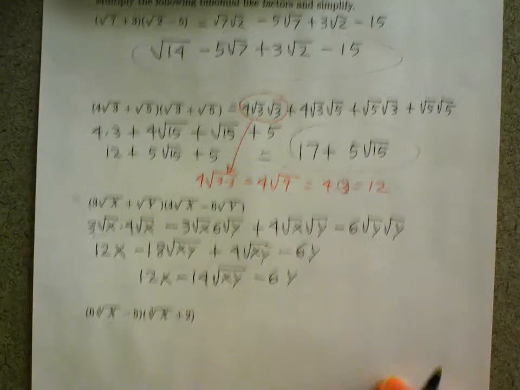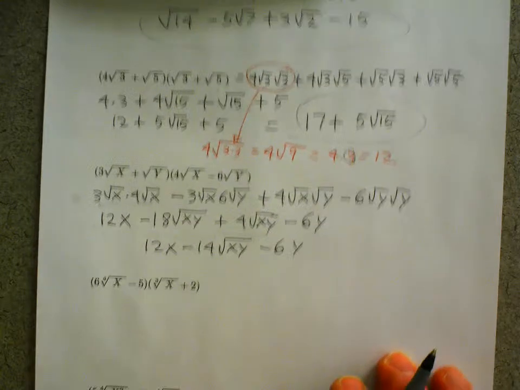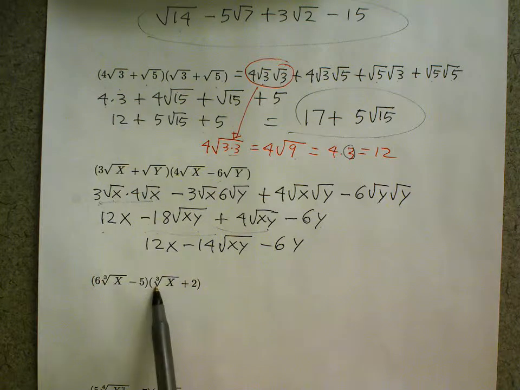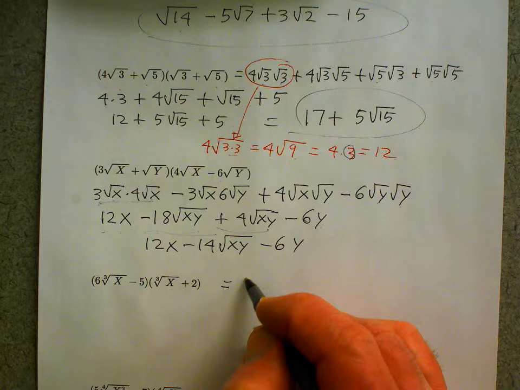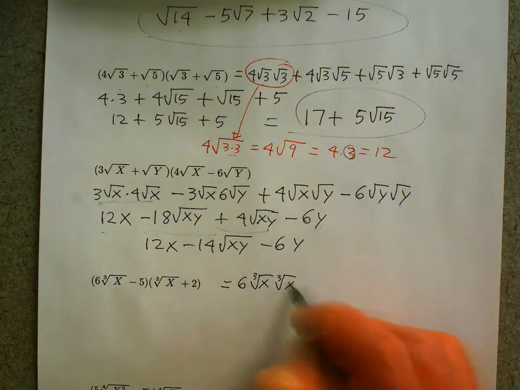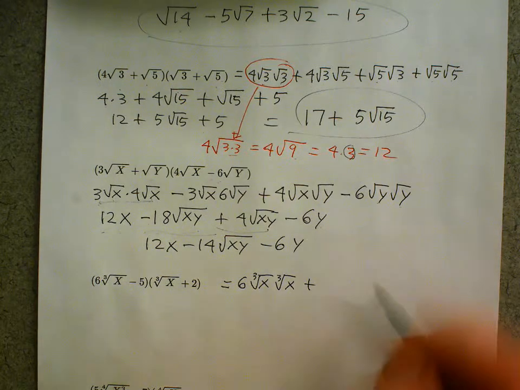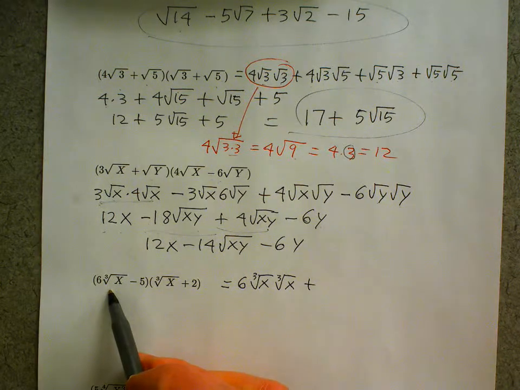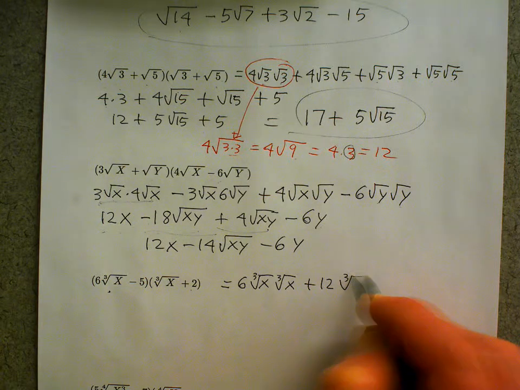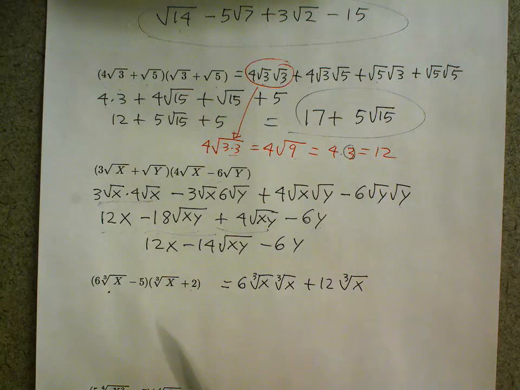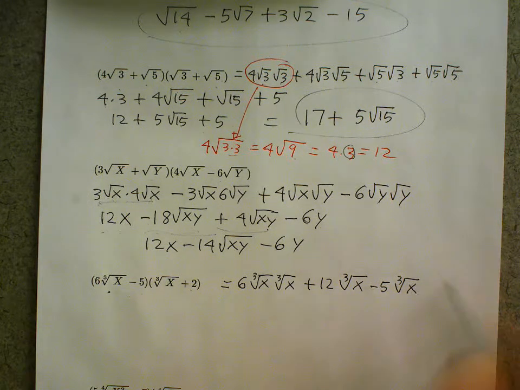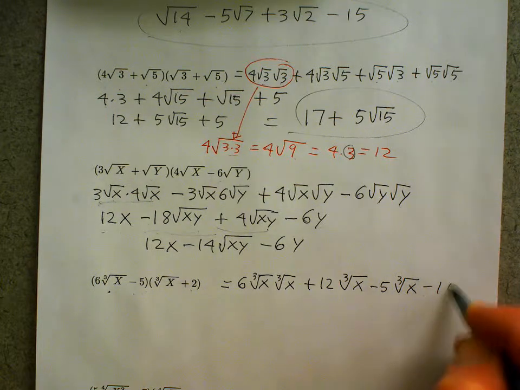Okay, we can at least start the next one. 6 times the cubed root of x times the cubed root of x. And then plus 6 times the cubed root of x times 2. We can go ahead and write plus 12 times the cubed root of x. And then minus 5 times the cubed root of x, and then minus 5 times 2, or minus 10.